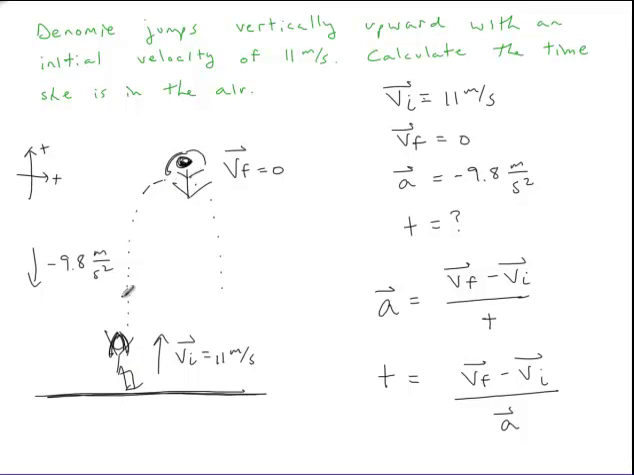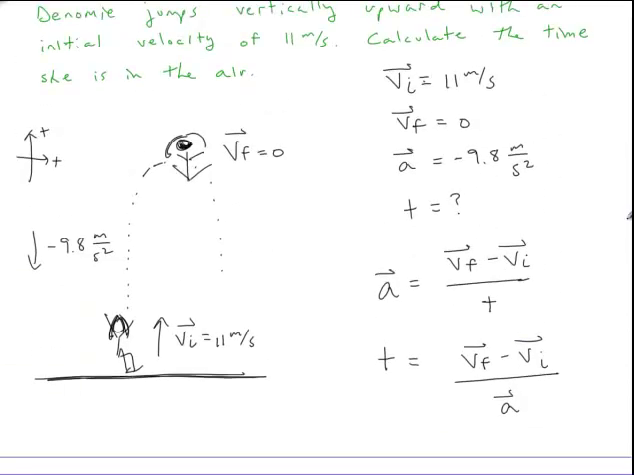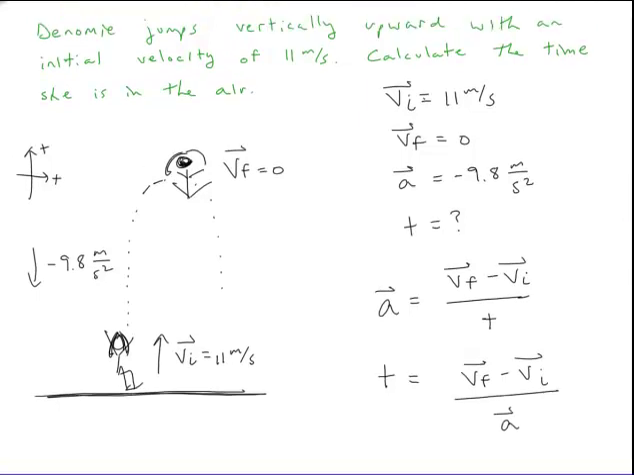So 1.1 seconds is how long it takes for her to go from here to here. Another 1.1 seconds is the time for her to take to go from here to here. So the total time, I'm just going to give the subscript T total, equals double this. So she's actually going to be in the air for 2.2 seconds. Okay, so that's one way to do it. Another way to do it would be to recognize, okay, well, she jumps up here at 11 meters a second. At some point, she's at 0, but then she comes back down.